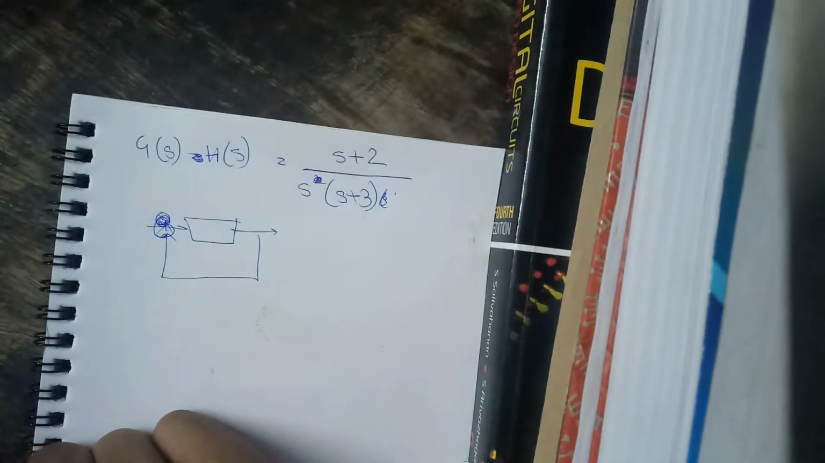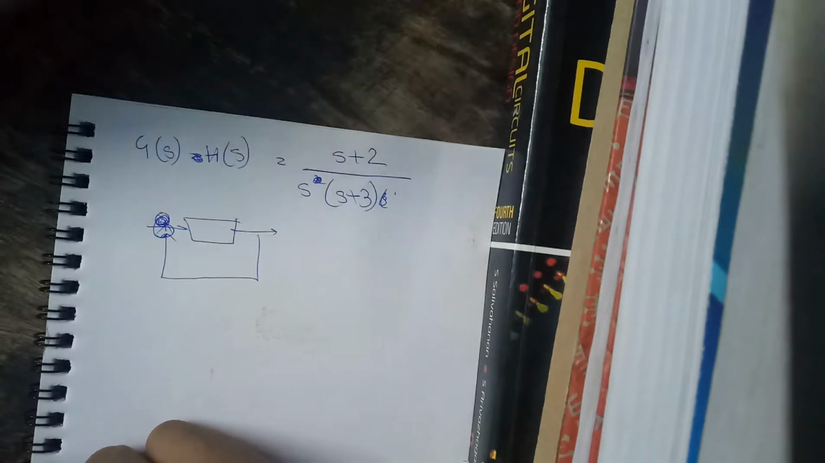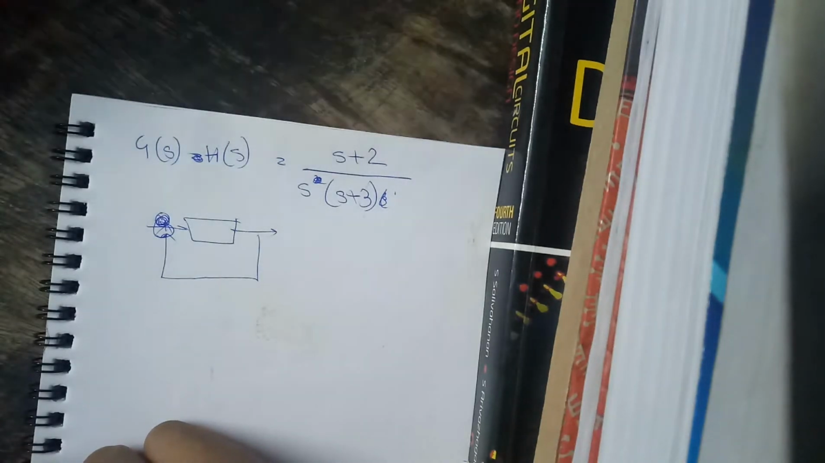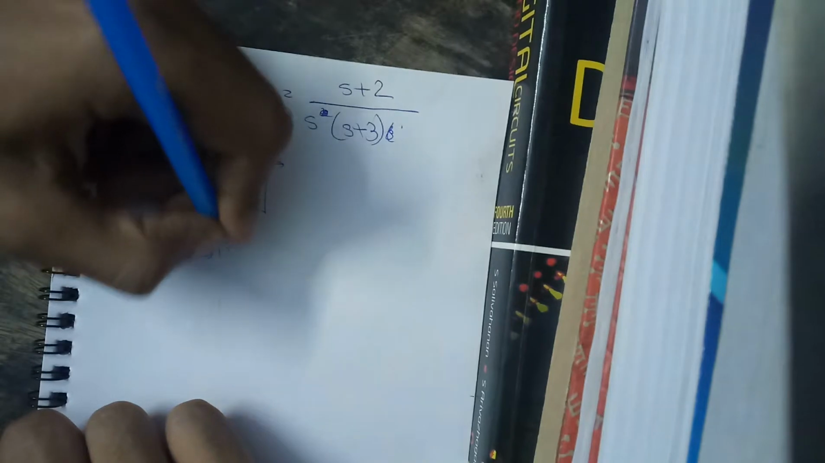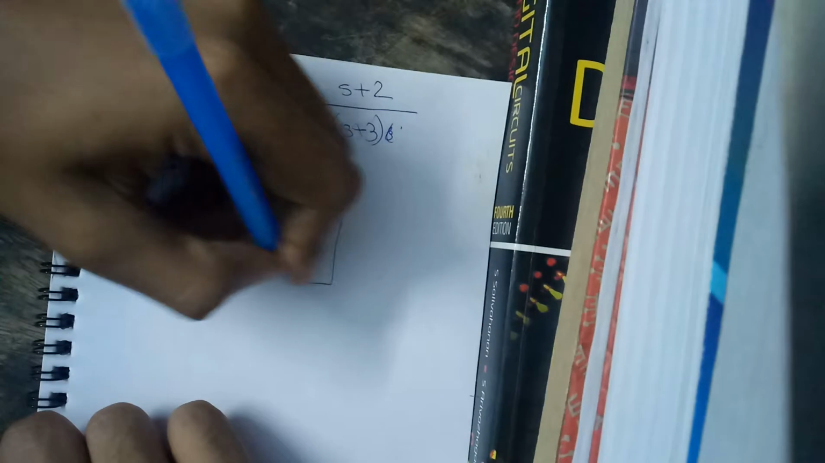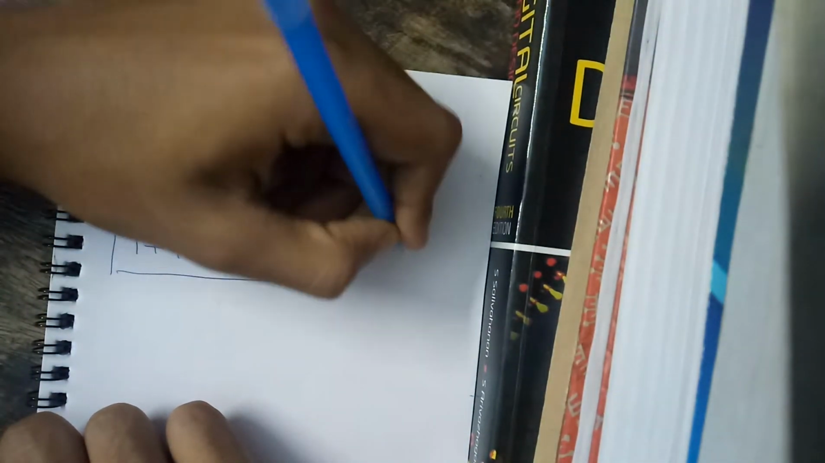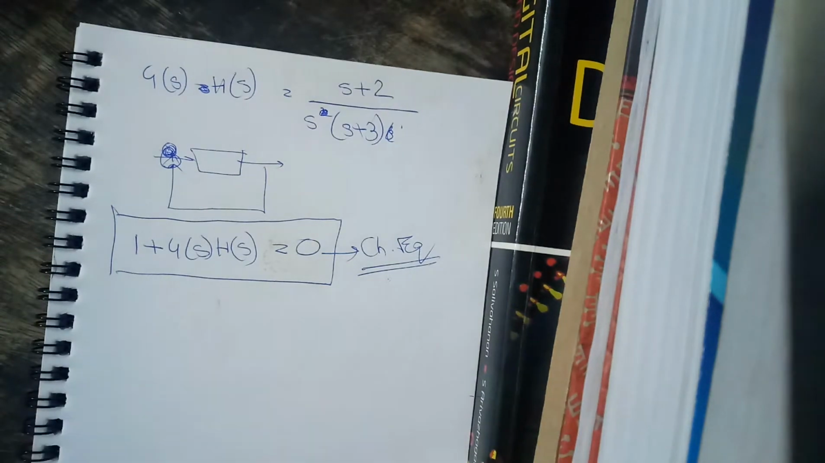Okay, unity feedback, so that will be GS HS by 1 plus GS HS. The denominator part is the part that we need to stress on, because if that part is equal to 0, then the system is unstable. So we need to equate that to 0 and find out the stability and instability criteria from there. So first we need to find out 1 plus GS HS, and equating that to 0, this is what we call the characteristic equation of a system.